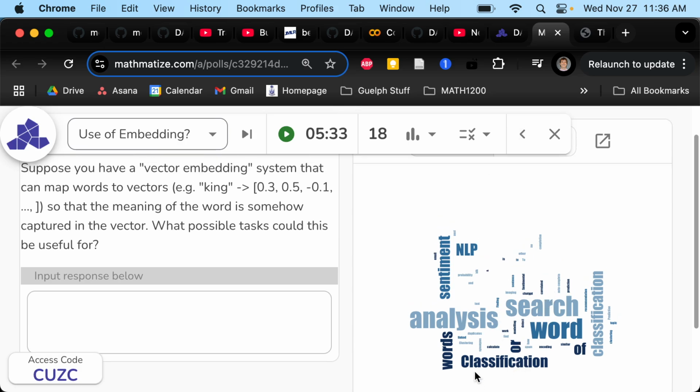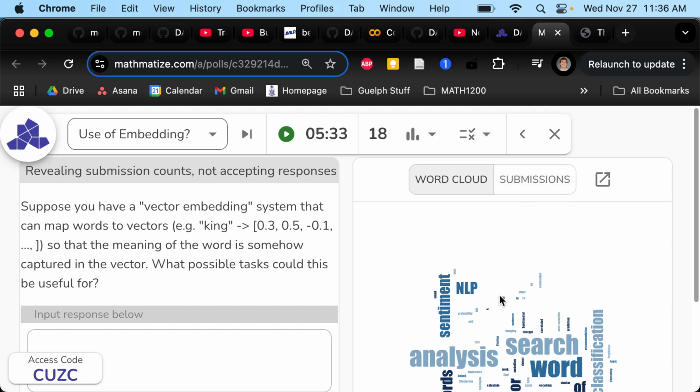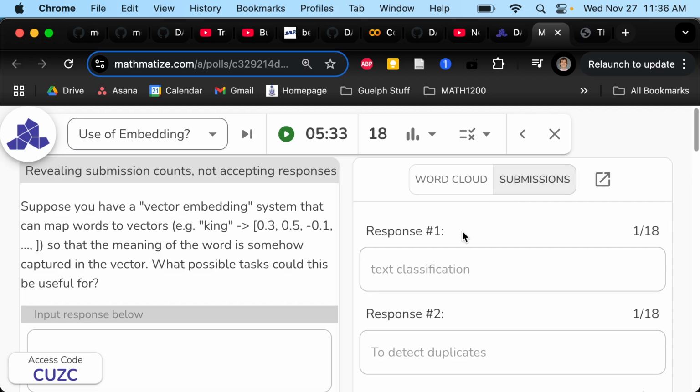Analysis, search, classification was a big one. Yeah, so this whole area, NLP, stands for natural language processing, and it is exactly this idea of you have something written in English, how do you feed it into a data science system in a way that works? And this vector embedding has become a big thing that is used in NLP a lot. So if you said NLP, that's just saying anytime you're processing natural language, this would be useful. But let's see some more specific things.